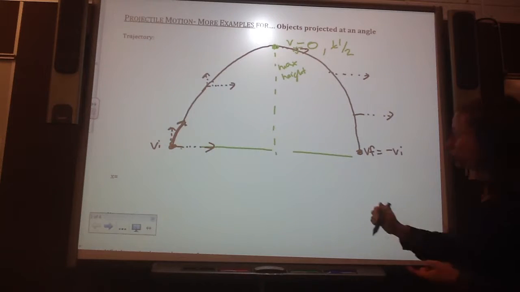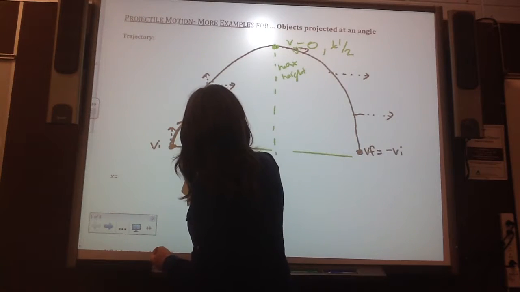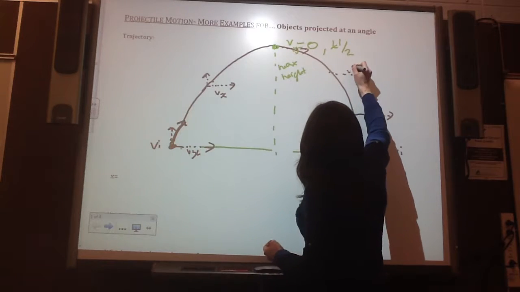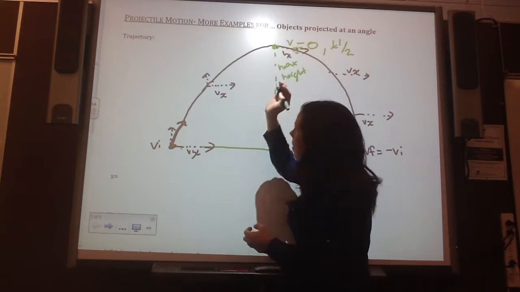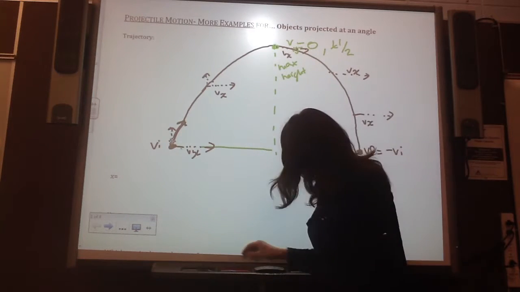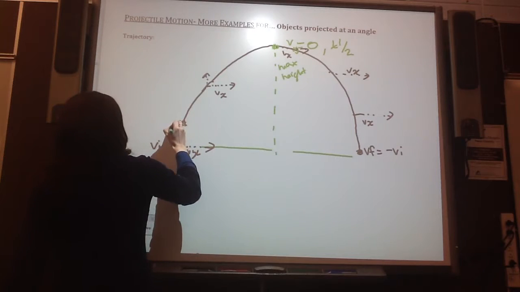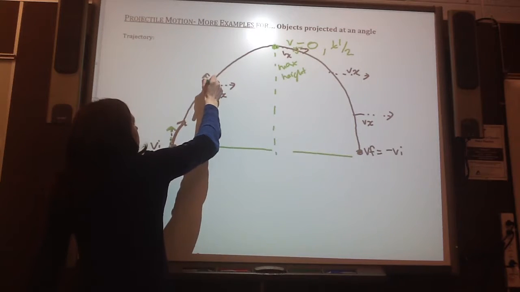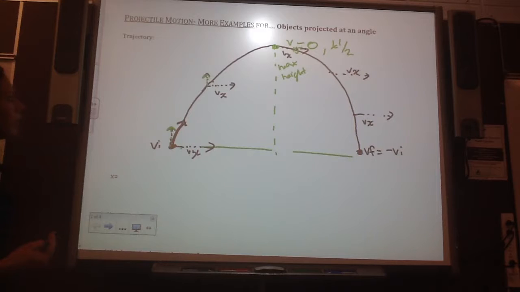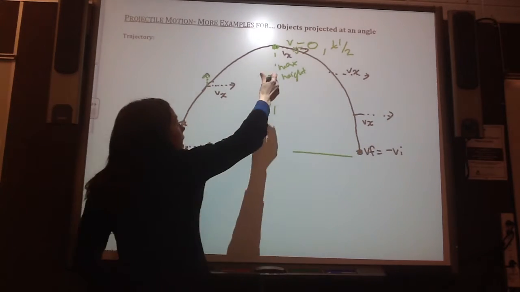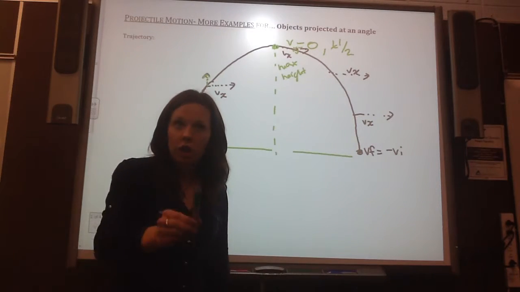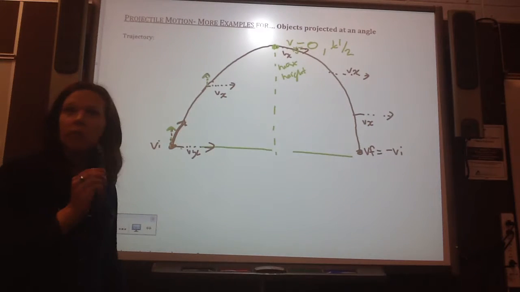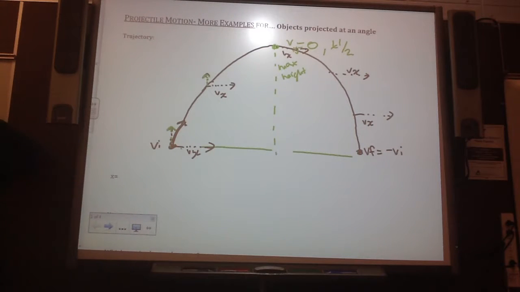Vx. So these are our Vx's. But Vy is what changes. So here, I've got a good Vy. But here it's starting to slow down because of the acceleration due to gravity. Then right up here, Vy is 0. Okay, that's my vertical component. It's 0 at that point. But horizontally, it's still moving.